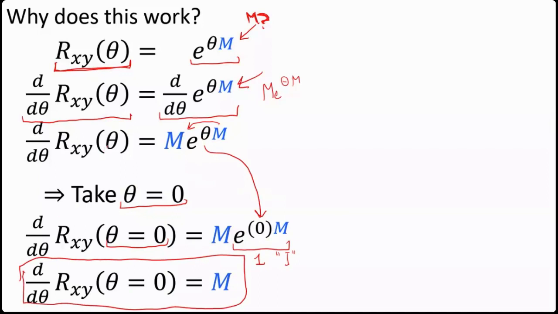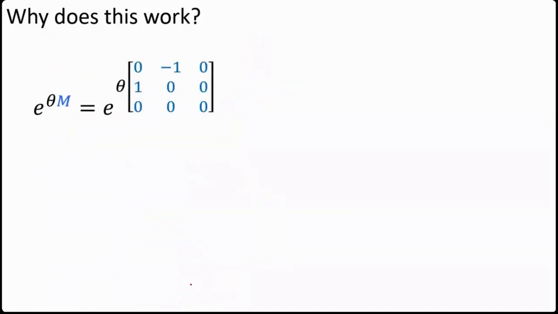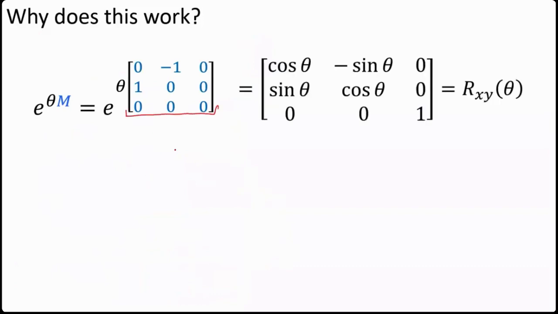All we have to do is start with a rotation matrix. It's going to be e to the theta something. And to solve for it, we just take the derivative and set theta equal to 0, and we have an equation for m.